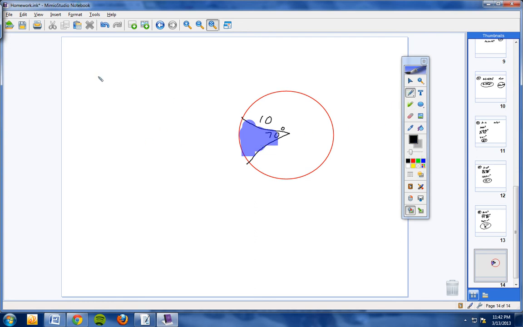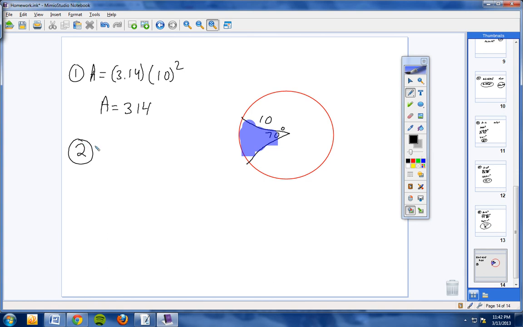Okay, so I told you step 1 was to find the area of the whole circle. That's step 1. So A equals 3.14 times your radius squared. That would be 100. You would get 314 exactly. So there's your area of the whole circle.